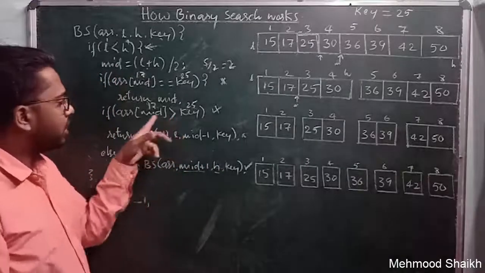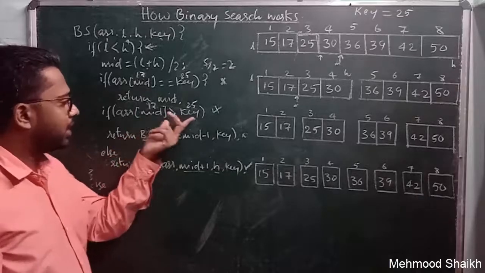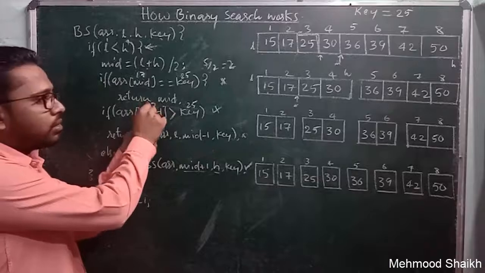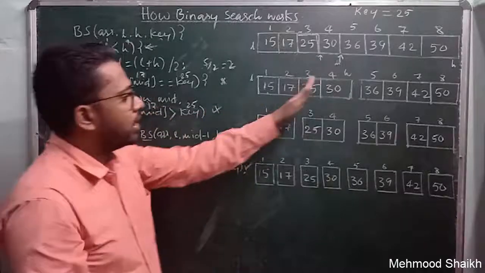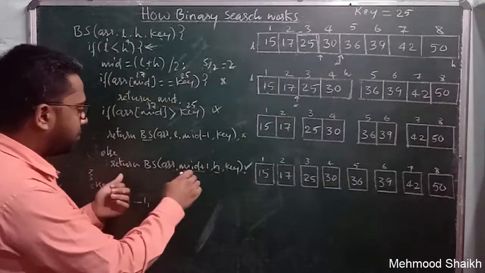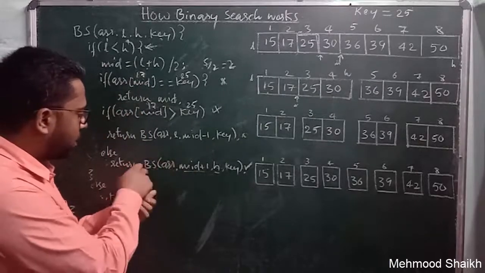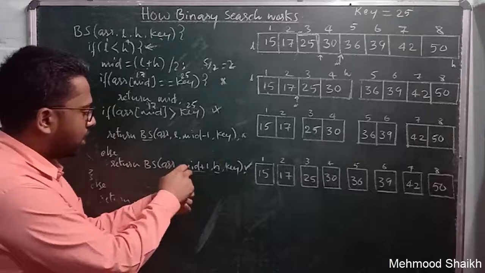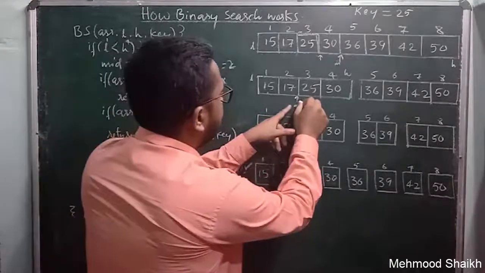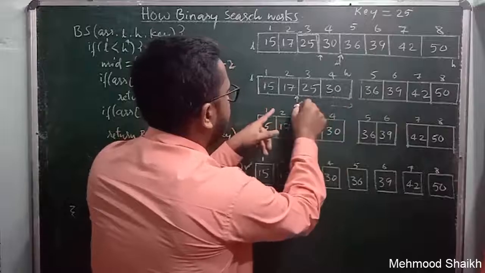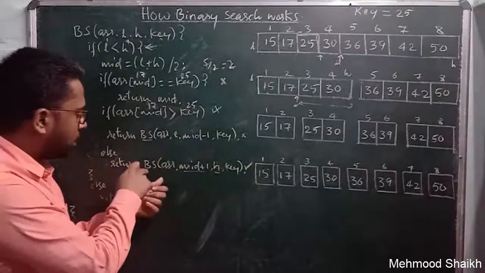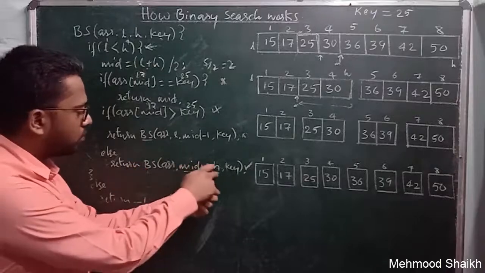Because with this condition we come to know that the element we are searching for is greater than the middle element, so it has to be on the right side of the middle element. That's why we come to the else part to make a recursive call on the same binary search function starting from mid plus 1 to high. So from this point to this point.